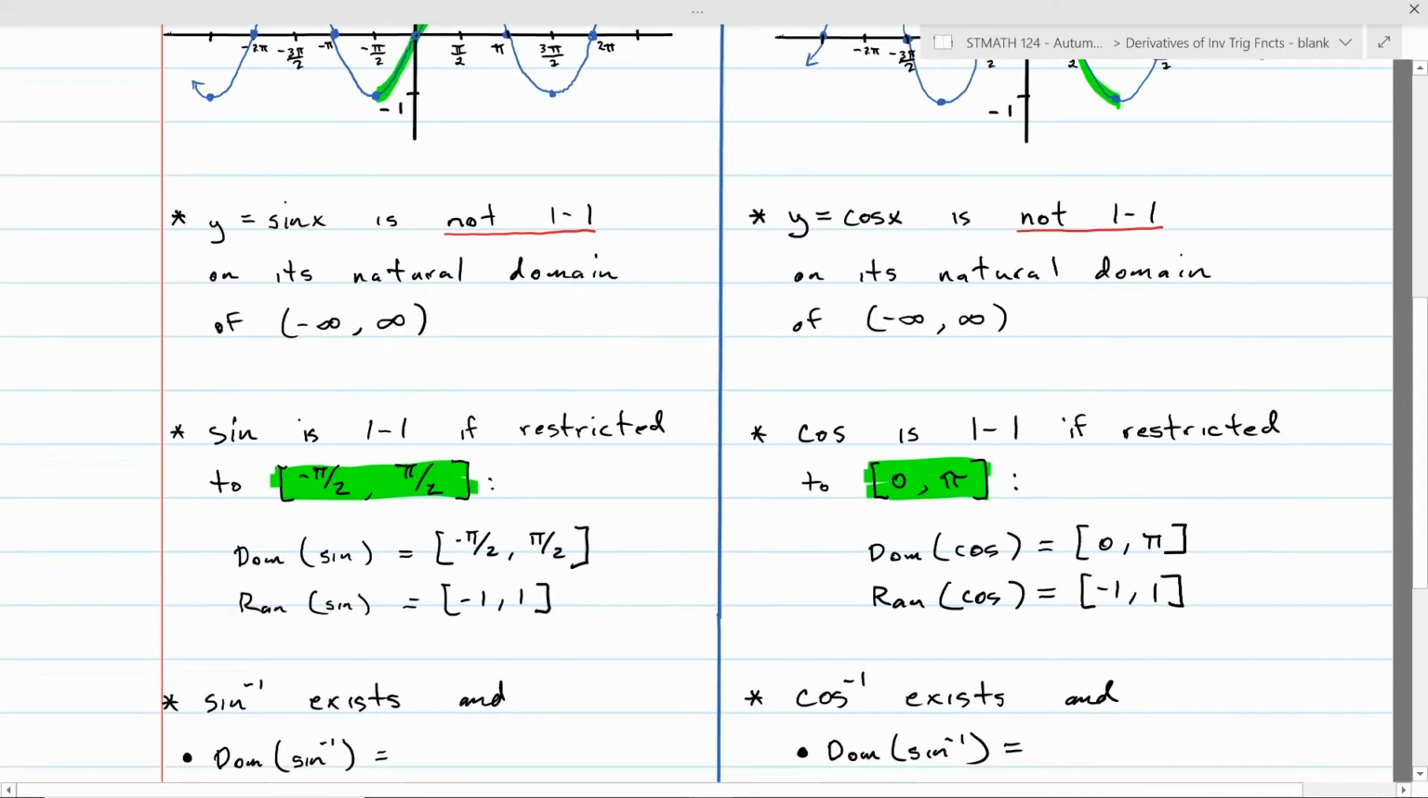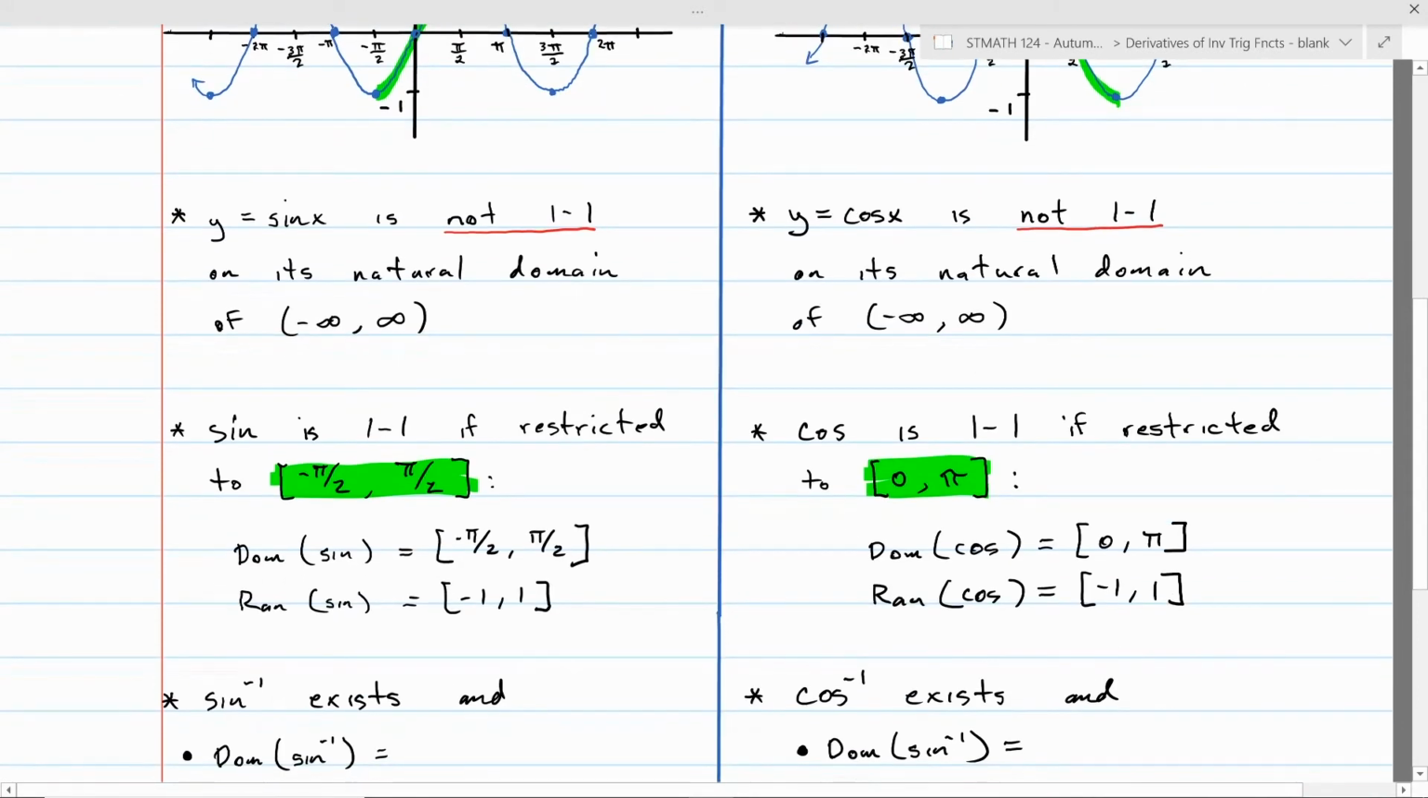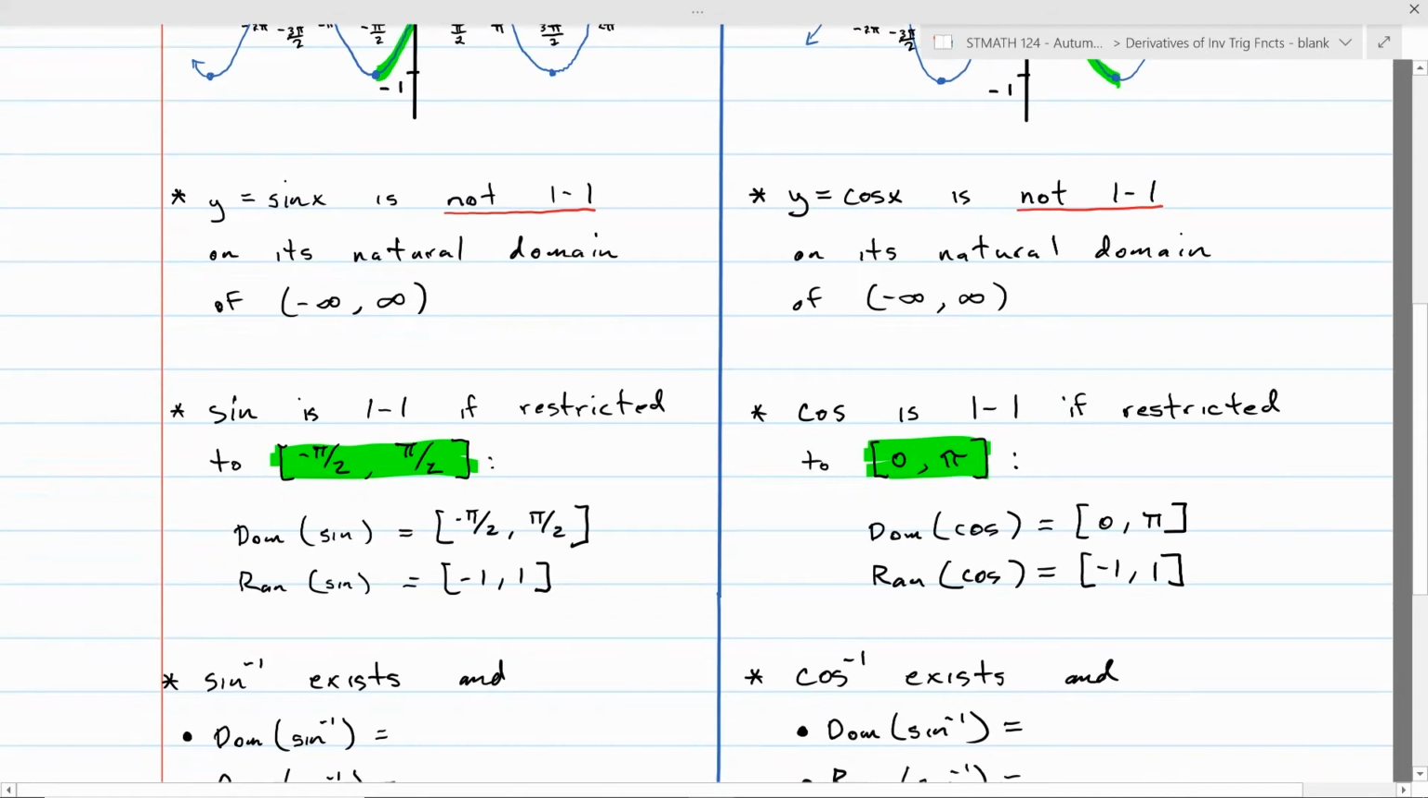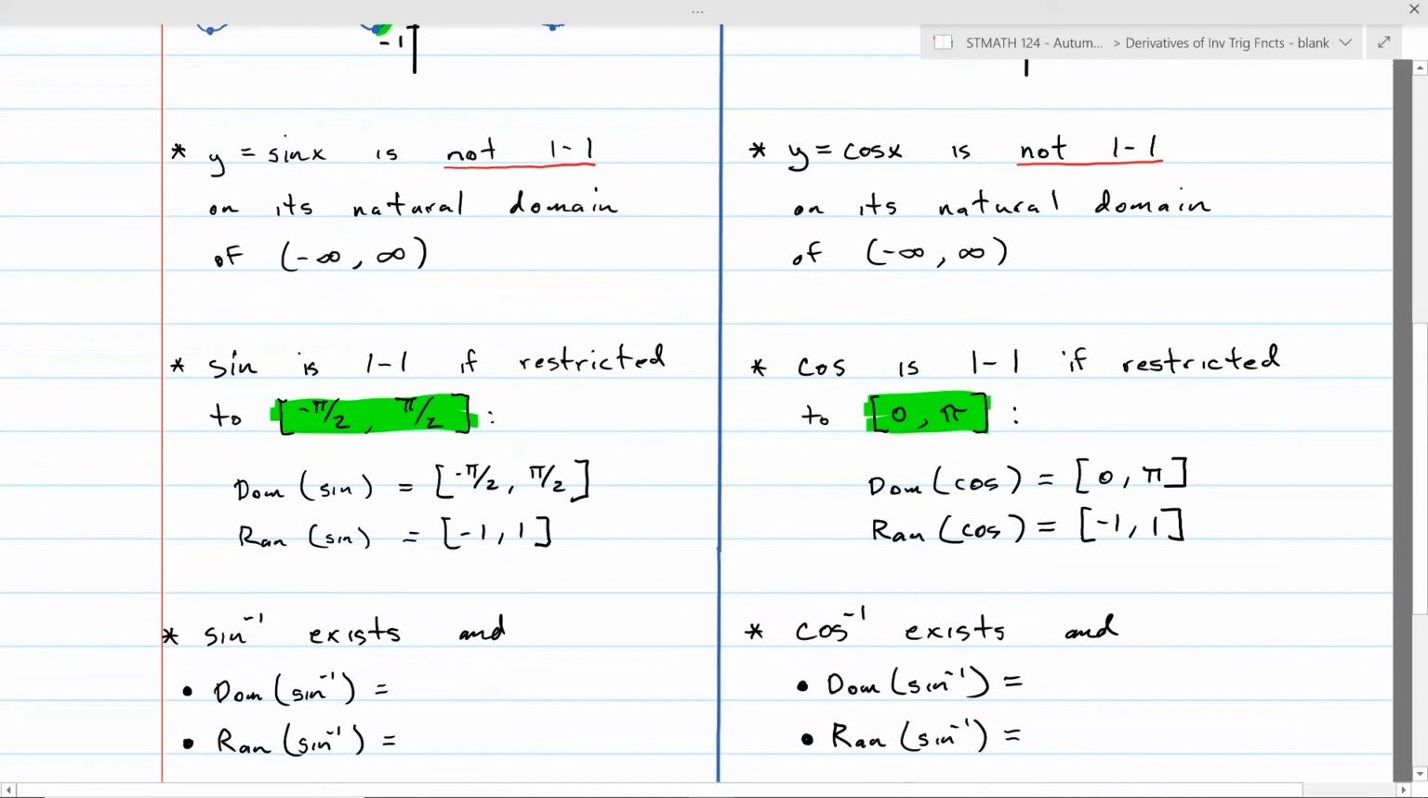So now, because we have a function that's one-to-one on its restricted domain, we know that an inverse exists for both of these. A sine inverse exists and a cosine inverse exists. And you may remember from a previous lesson that what the inverse function does is it switches the domain and range of the original function, because, remember, it just switches the x's and y's, right? So the domain of sine inverse is just going to be the same as the range of the original sine function, which was negative 1 to positive 1. So this inverse sine function is going to allow inputs between negative 1 and positive 1.